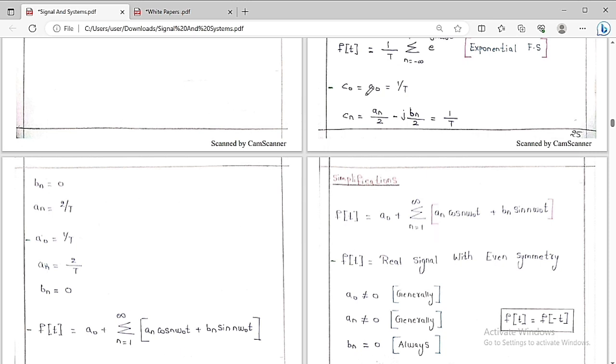From all these things, what data have we got? C naught is equal to 1 by t, an is equal to 2 by t, and bn is equal to 0. All these things we have got from this one.